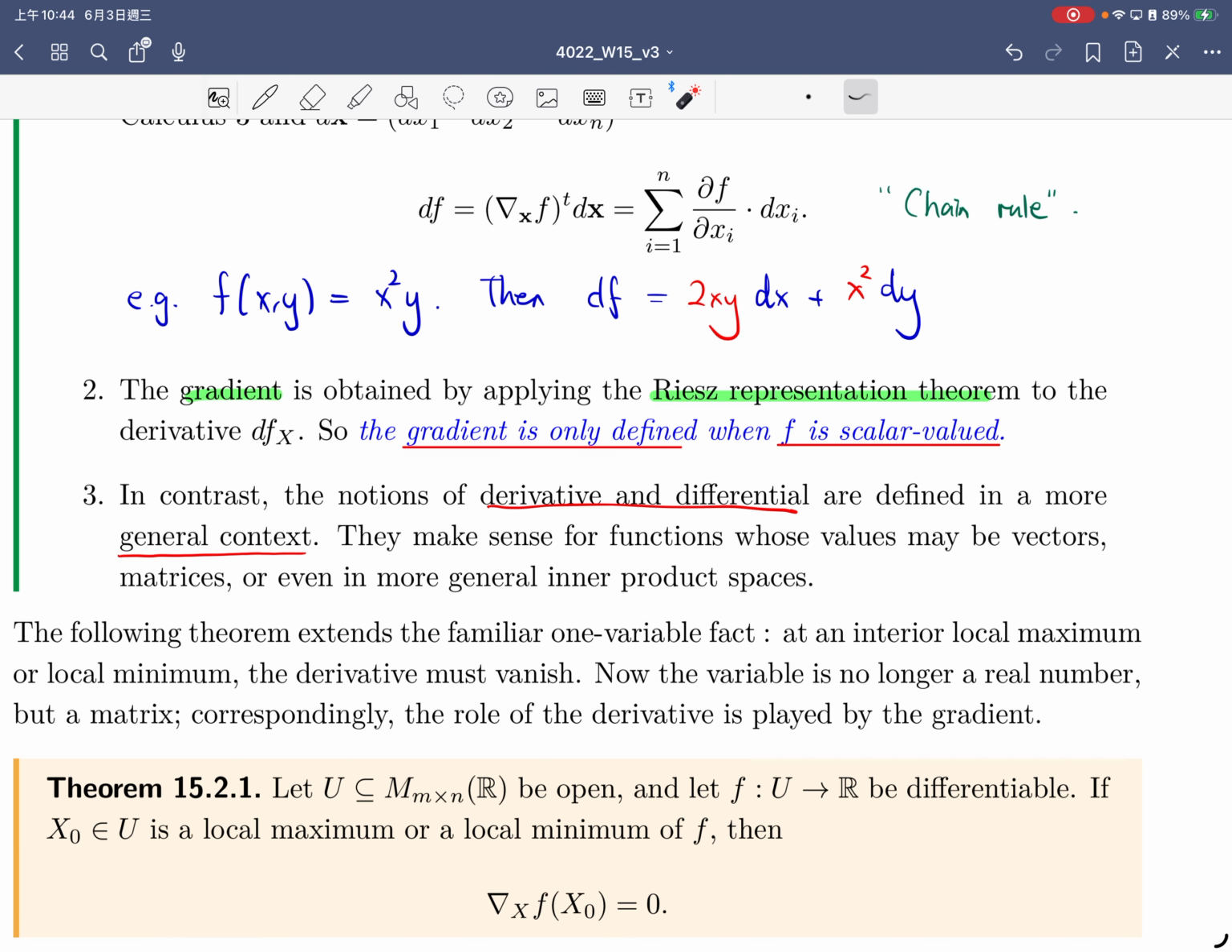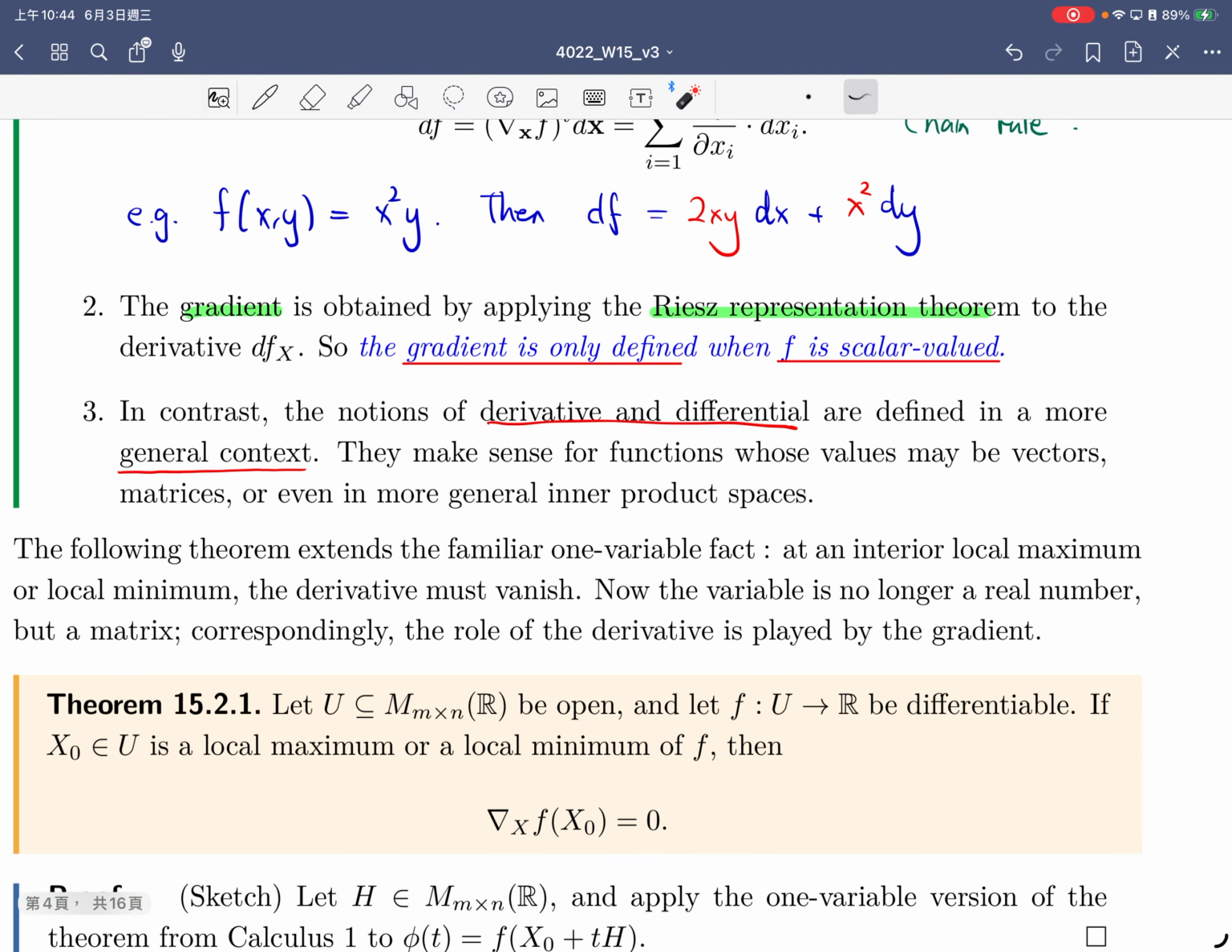Then the next question, very naturally, is why do I care about the gradient, okay? Why do I want to know the gradient? It's the same reason why you care about the derivative in calculus 1. So in calculus 1, why do you care about the derivative? Because at a local maximum or local minimum, the derivative must vanish. That is something happening in one variable. But now, when your variable is no longer just a real number but matrices, then at a local maximum or minimum, the derivative does not vanish, but the gradient will vanish, okay? It will become the zero matrix. So that's why we have the next theorem.